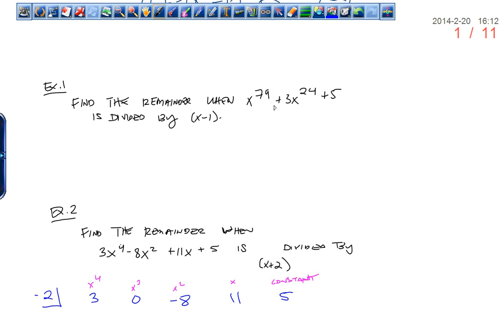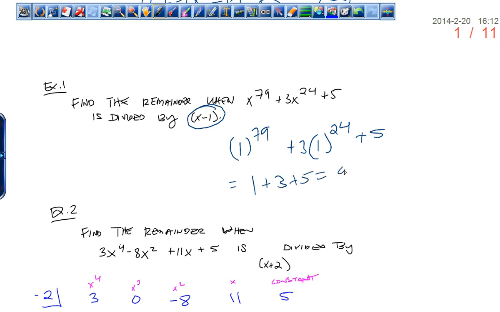x to the 79th plus 3x to the 24th plus 5 divided by x minus 1. So that means we're just putting 1 in. So 1 to the 79th plus 3 times 1 to the 24th plus 5. Well, 1 to anything is still 1, except for 0, I guess. So you get 1 plus 3 plus 5. So my remainder is 9.